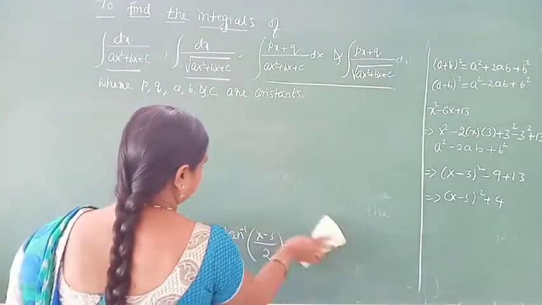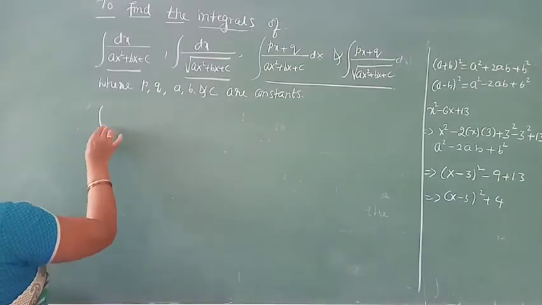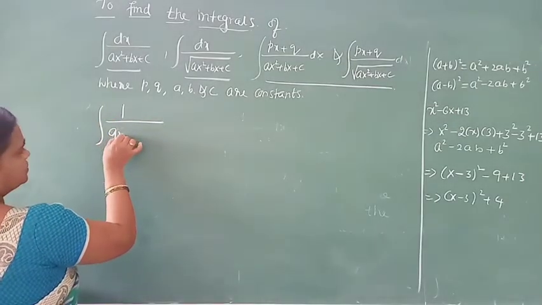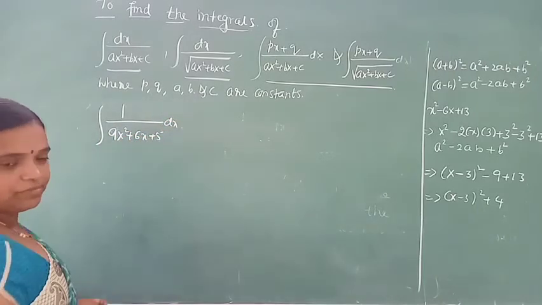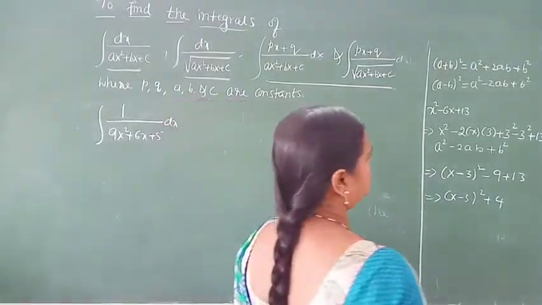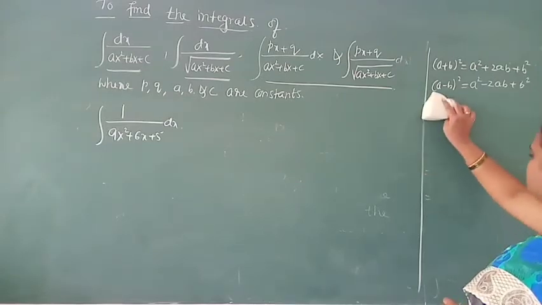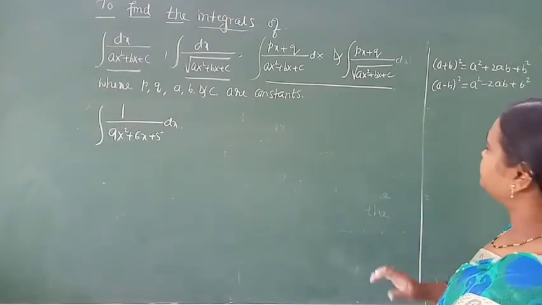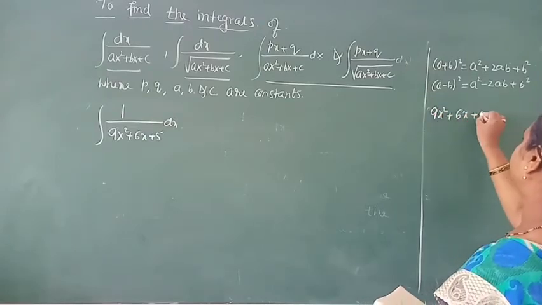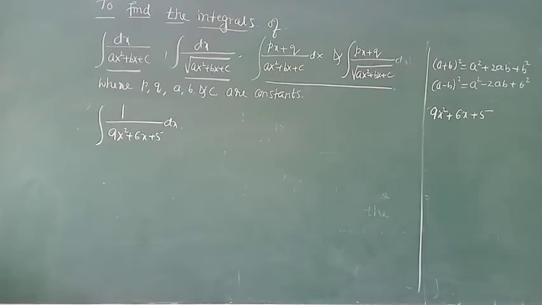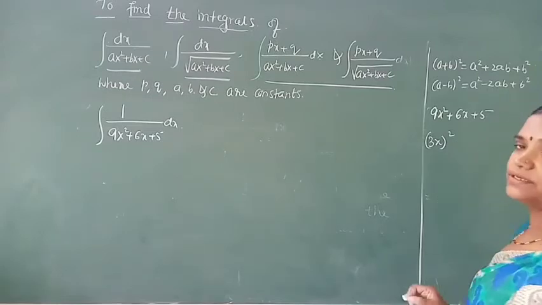Next example is the integration of 1 divided by 9x square plus 6x plus 5 dx. See, the middle one is plus, therefore this is naturally the formula of a plus b the whole square. Given is 9x square plus 6x plus 5. We have to convert it into a perfect square. 9x square we can write as 3x the whole square, plus 2ab.